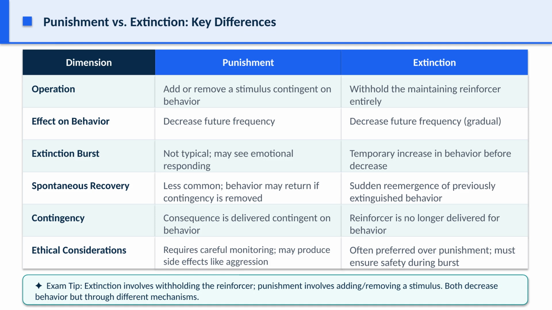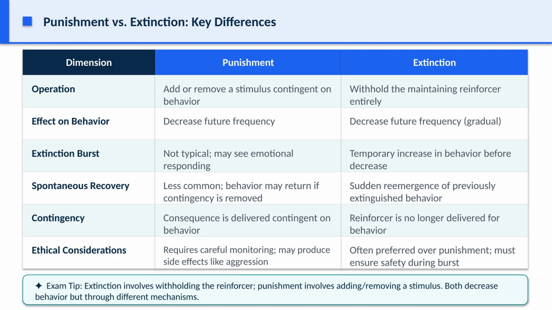Spontaneous recovery is less common with punishment. Behavior may return only if the contingency is removed, whereas extinction often sees sudden reemergence of the behavior. The contingency also differs. Punishment delivers a consequence contingent on the behavior, while extinction simply stops delivering reinforcement. Ethically, punishment requires careful monitoring due to potential side effects like aggression, while extinction is often preferred but must ensure safety during the burst.